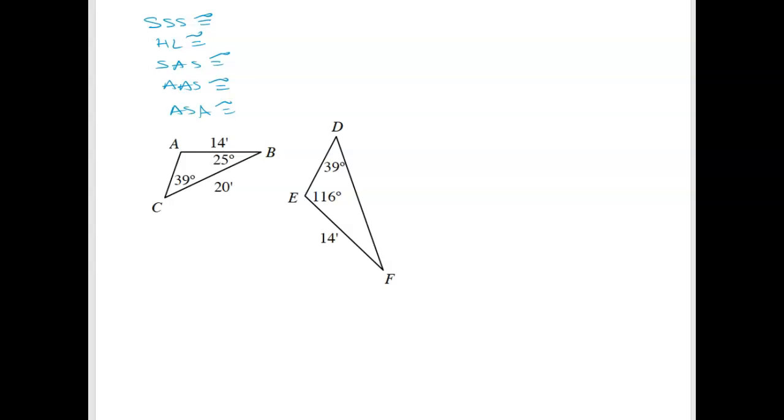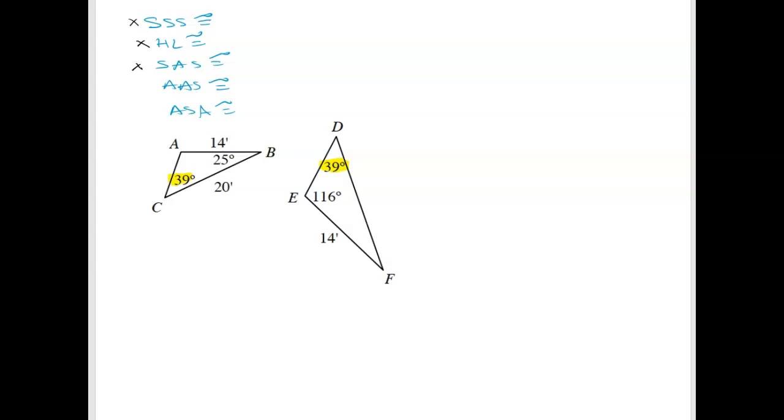Okay, so the first thing I want to do is highlight what's in common. I see a 39 with a 39, so I have an angle in common. So I'm going to cross off side, side, side. I'm also going to cross off hypotenuse leg because I don't think they all have a hypotenuse. There's not a 90-degree angle. I'm also going to cross off side angle side because I noticed that the first one has 2 sides, but the second one does not.